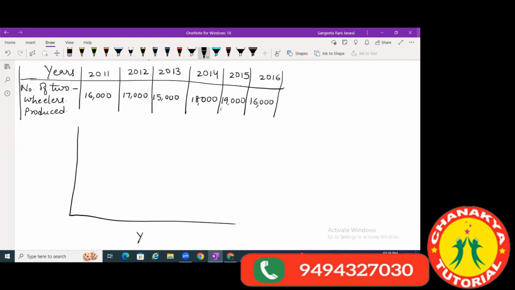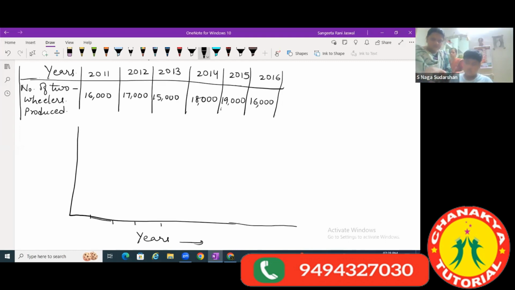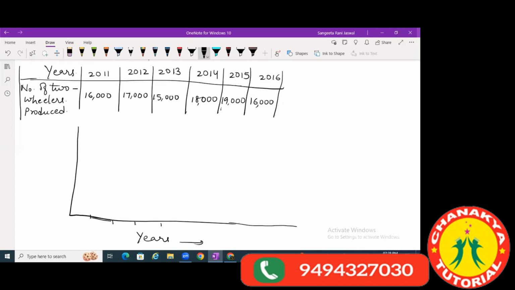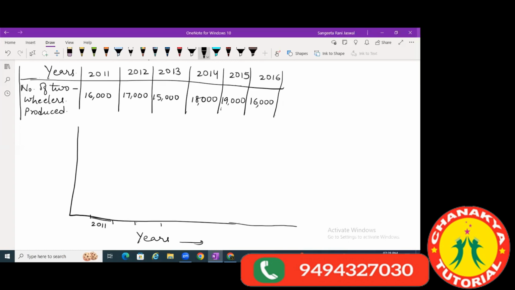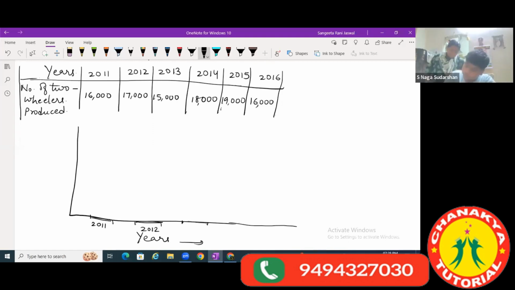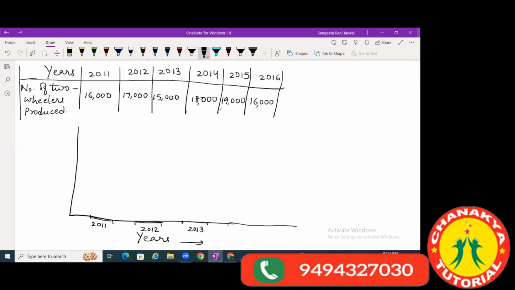See, on the x-axis, you will take the years, okay? You will leave one bar and you will take the years. From here to here, the first bar will be vacant. Always start with the vacant bar. Here you will put 2011, here your bar will be 2012. Leave equal gaps. Similarly, you can take years like this: 2014 here, then 2015 here, and then 2016. So this is your x-axis.